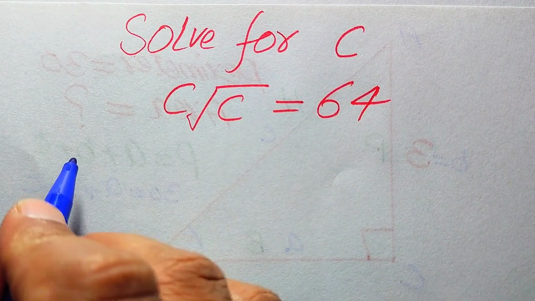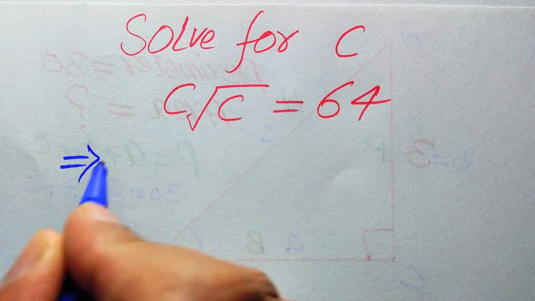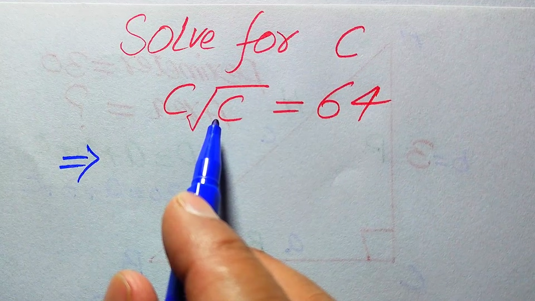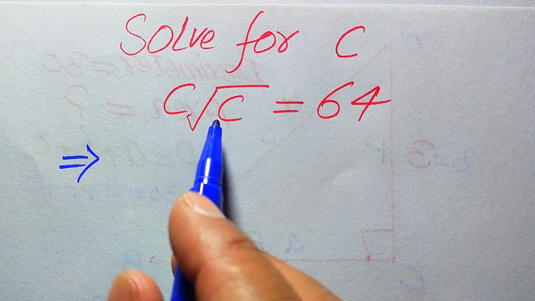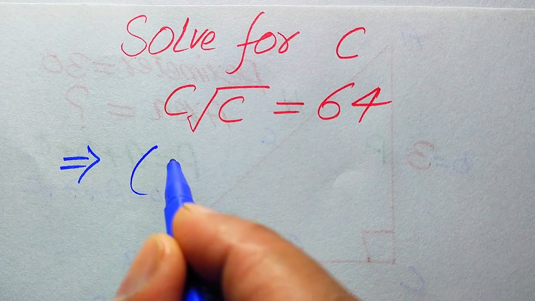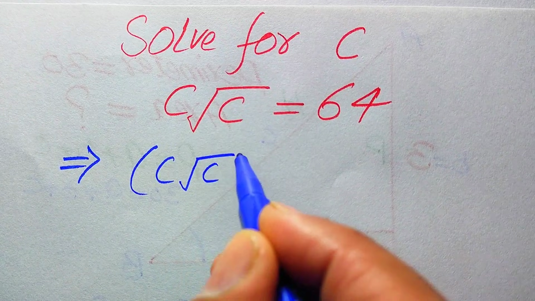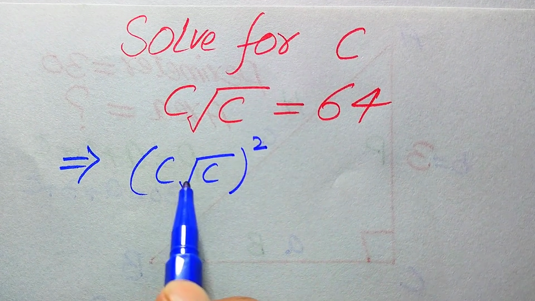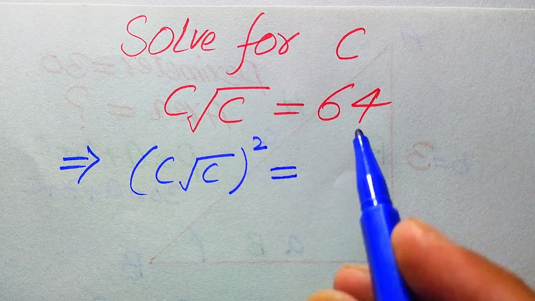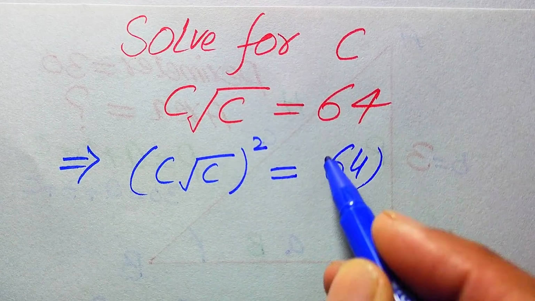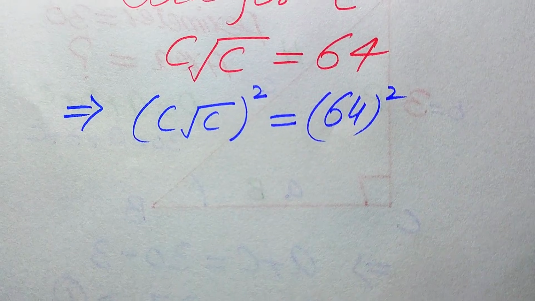So here the very first thing we are going to do is remove this radical sign from the left hand side. In order to remove this sign we need to take squaring on both of the sides, and when we apply squaring it will be written as c times square root of c whole squared is equal to 64 and its whole squared.